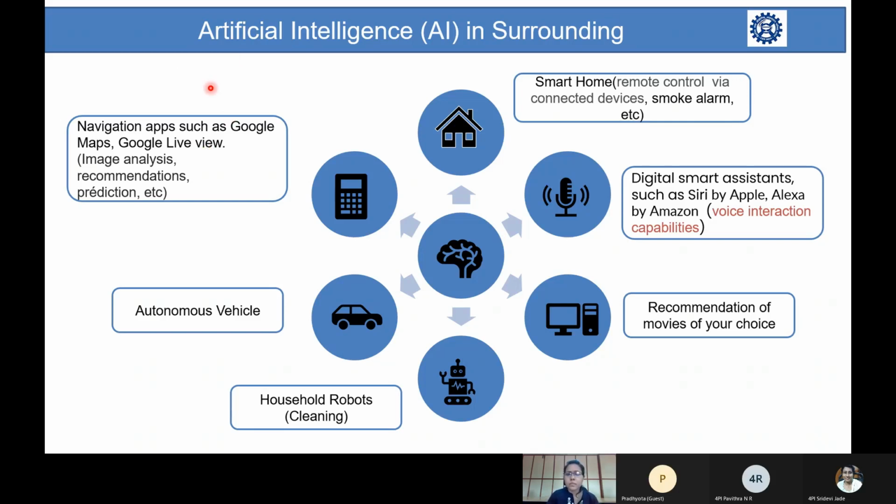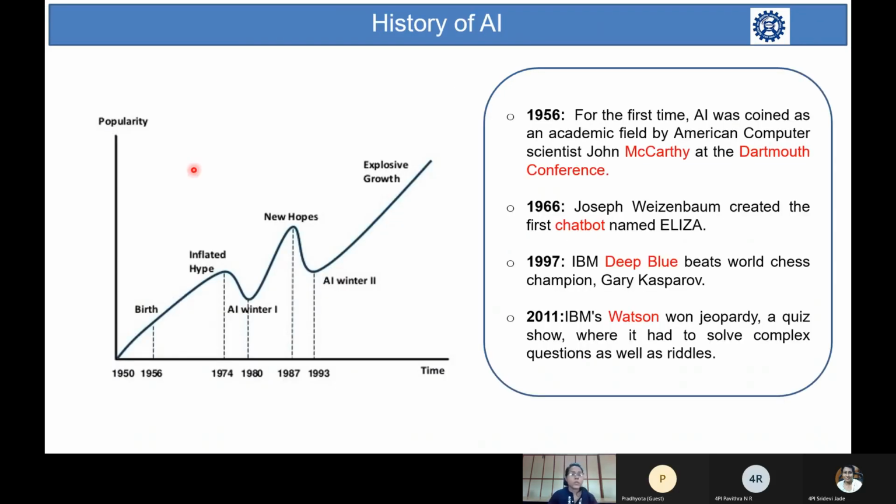So is it a new concept? No. The term was first coined in 1956 by American computer scientist John McCarthy at the Dartmouth conference. Even in 1966, the first chatbot was created by Joseph Weizenbaum, and the name of this chatbot was Eliza. After that, AI experienced AI winter periods. In those periods, there was not enough research on AI, which happened due to less funding from the government. But after that, it gained explosive growth.